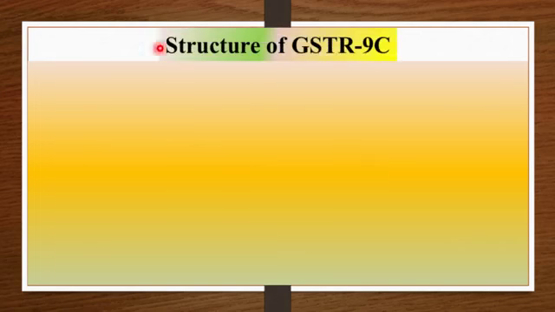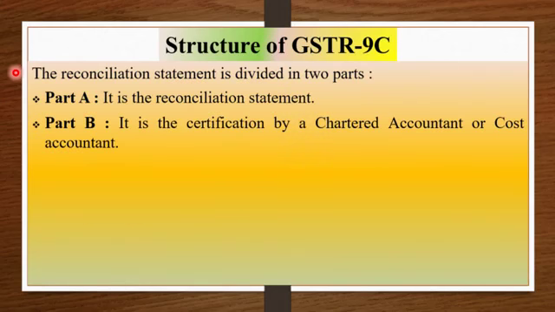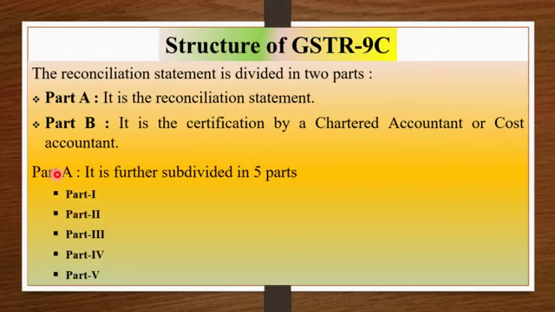Now let's see next topic. What is the structure of GSTR 9C? Students, the reconciliation statement is divided into two parts. So first is part A. It is the reconciliation statement. And second is part B, is the certification by a chartered accountant or cost accountant. In that part A, it is further subdivided in 5 parts.